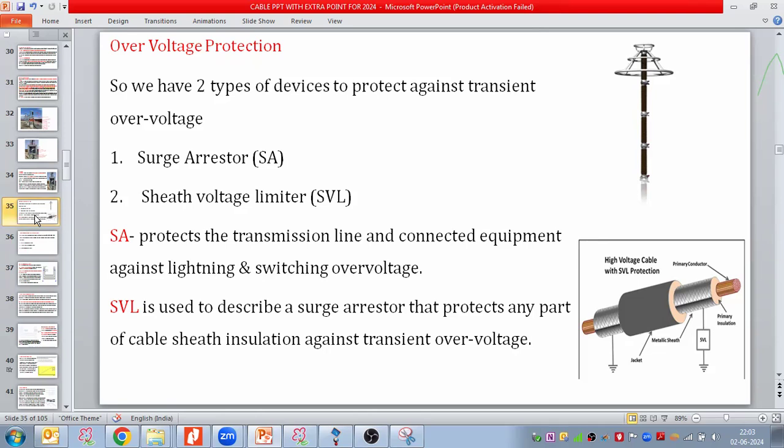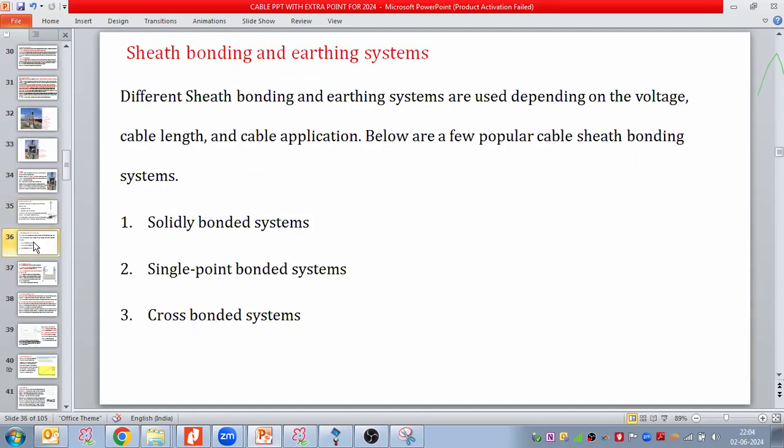Am I clear? Yes, sir. So we are doing a bit of comparison between the cable over voltage protection and the electrical equipment over voltage protection. So we are using the SVL. SVL is a non-linear device which provides low impedance when over voltage comes. So now, as we discussed, we need to balance between the voltage and current.